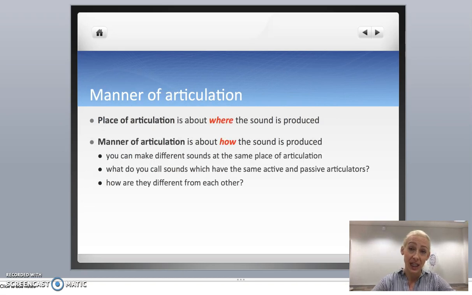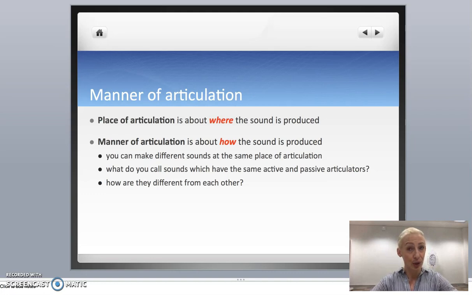So place of articulation is about where the sound is produced. We talk about the active articulators, the ones that move, and we talk about the passive articulators, which don't move. And so for any sound, we can describe the active articulator that is moving towards the passive articulator. And so where this movement is happening, where the constriction is happening, is our place of articulation.